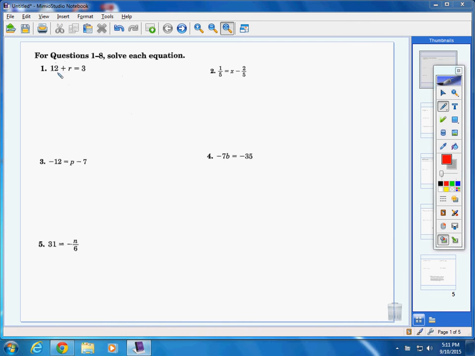We're asked to solve the equation. Very simply, we're going to subtract 12 from both sides of our equation.